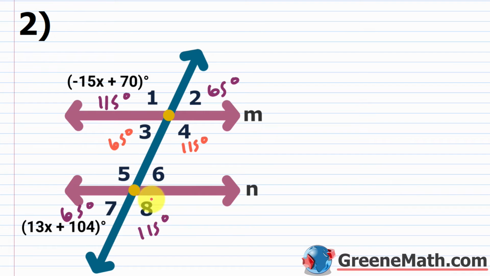And then I'm going to do the same thing here. So 5 and 8 would have the same measure. Those are vertical angles. So let me change the color up. So this would be 115 degrees here. And then 6 and 7 are vertical angles, so they have the same measure. So this is 65 degrees here. Okay, so angles 1, 4, 5, and 8 are all going to be 115 degrees. And then angles 2, 3, 6, and 7 are going to be 65 degrees.